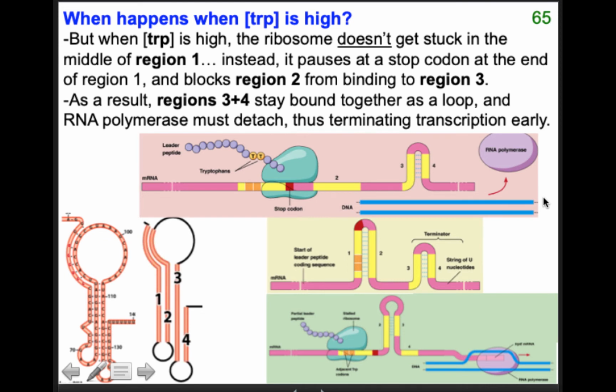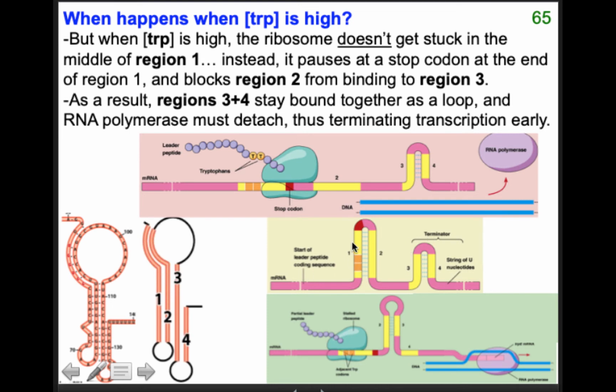Alright, so again, when there's lots of tryptophan around, the ribosome goes further along the mRNA, thus interrupting both regions 1 and 2, leaving 3 and 4 free to pair with each other, so RNA polymerase cannot continue transcription beyond this attenuation sequence, and therefore RNA polymerase has to come off and stop transcribing early before you even get to the structural genes. Alright? So those are the different situations.